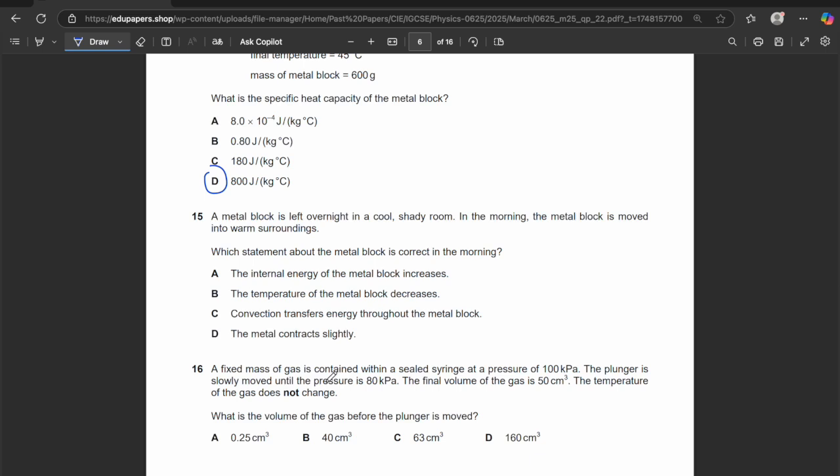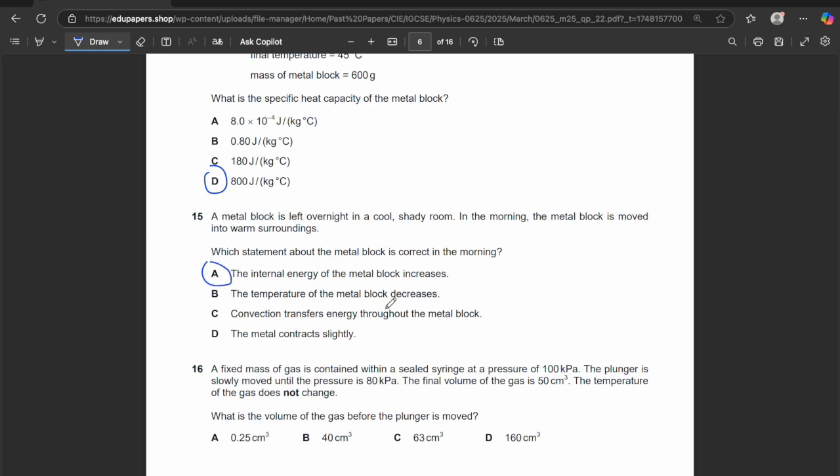15. A metal block is left overnight in a cool, shady room. In the morning, the metal block is moved into warm surroundings. Which statement about the metal block is correct in the morning? So firstly, it is just in cool, and then it will get a bit warmer, so we get energy, right? So the internal energy of the metal block increases. Well, that's true because the temperature will increase, and that would increase the kinetic energy and the potential energy of the particles inside. So the internal energy would increase.